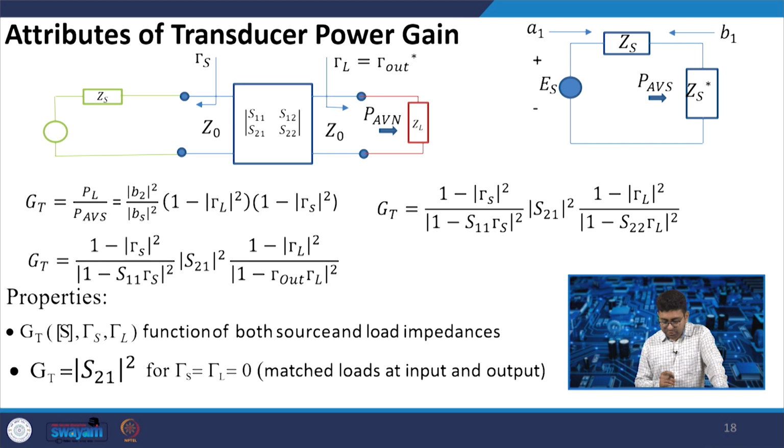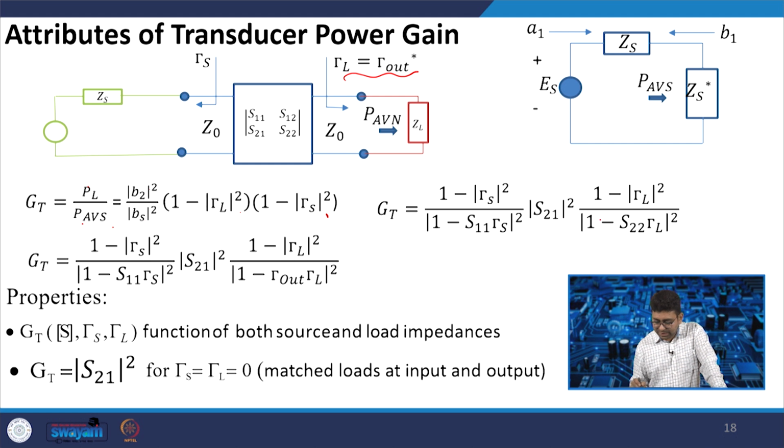So, what are the attributes of power gain? Here, if you consider gamma L, which is gamma out conjugate, then it is the power available from the network. So, this is GT = PL by PAVS, |B2|^2 by |Bs|^2, (1 - |gamma L|^2)(1 - |gamma S|^2).